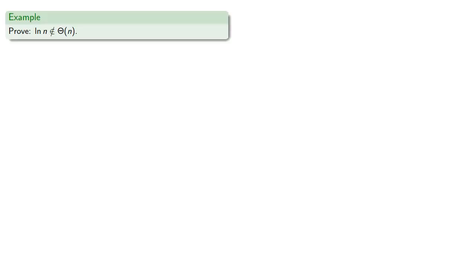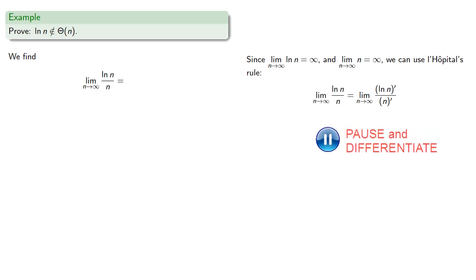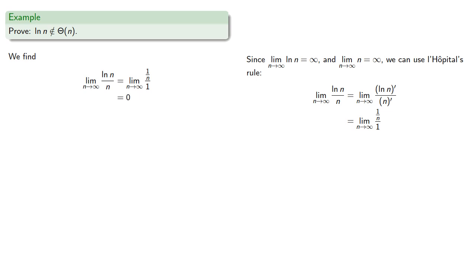For example, let's prove that log n is not order n. So we find the limit as n goes to infinity of the quotient. Since the limit as n goes to infinity of log n is infinity, and the limit as n goes to infinity of n is also infinity, we can use L'Hopital's rule, and we find a limit of 0, and so log n is not order n.